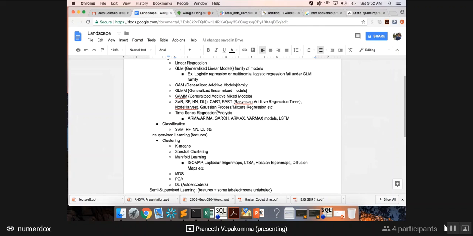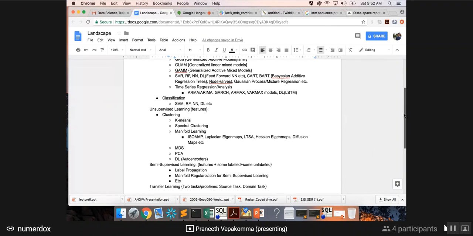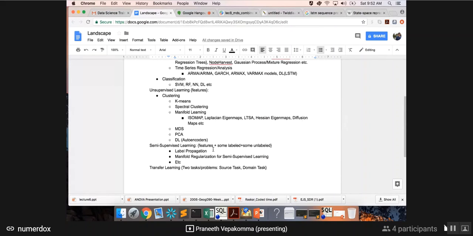In supervised, here in time series you have DL, LSTM. Here you have feedforward. All neural networks, different kinds of neural networks. LSTM means long short-term memory.